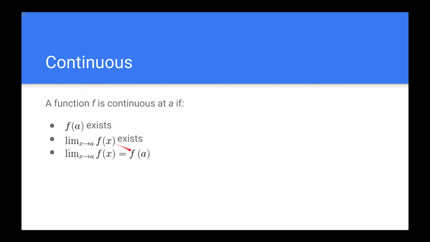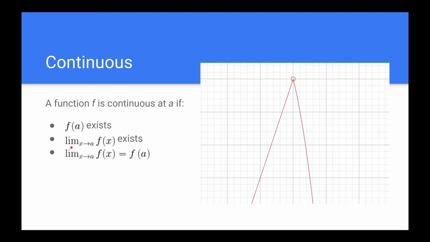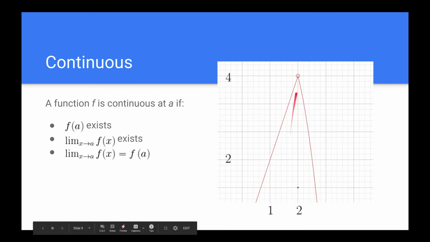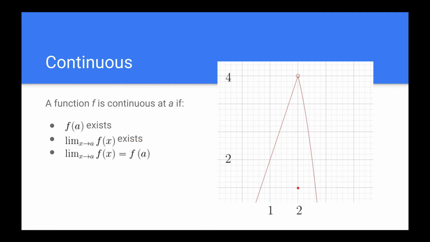And the third condition is that the limit as x approaches a of f of x is equal to f of a. So the two values that we were looking at before about whether they exist must be equal to each other for it to be continuous. This is like a hole in the graph, and if we took a to be 2, we can see that f of 2 does exist, so it meets the first criterion. The limit as x approaches a of f of x does exist: from the left-hand side it approaches 2, 4, and from the right-hand side it approaches 2, 4, so we meet the first two criteria.